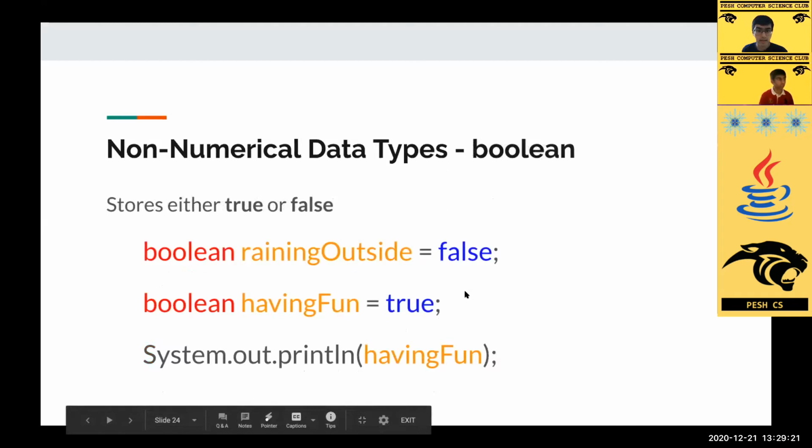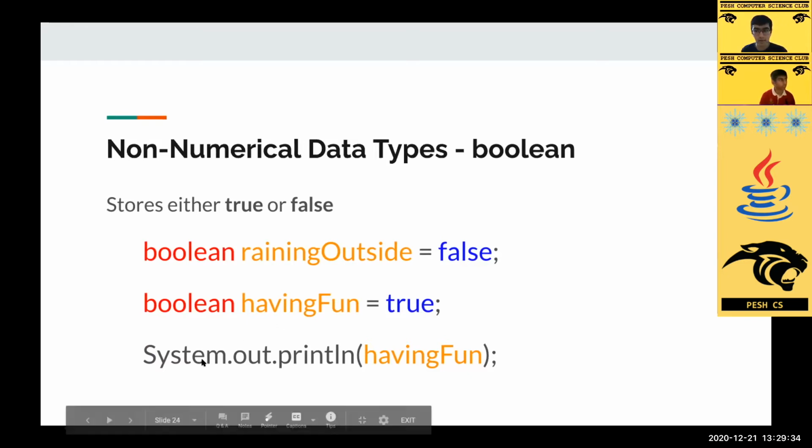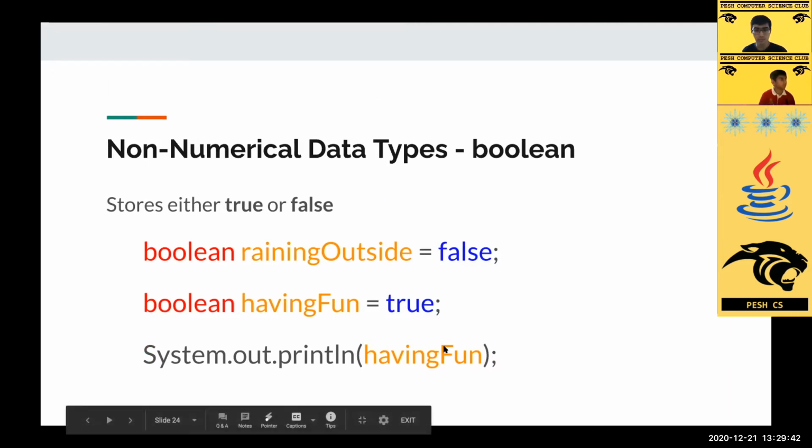And the last data type is Boolean, which remember is true or false. So you can say Boolean raining outside equals false, because if you look outside, it's not raining. And we can have Boolean having fun equals true, because you're all having fun. And now if we do system.out.println having fun, it will display true, because having fun is equal to true. So this will display true.